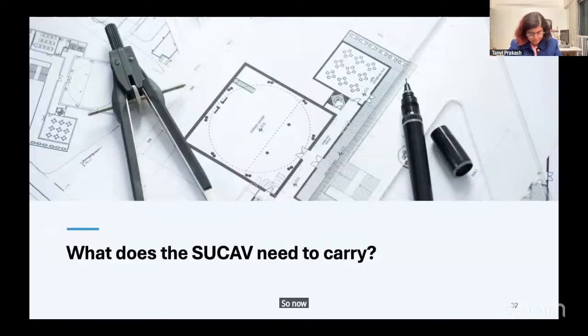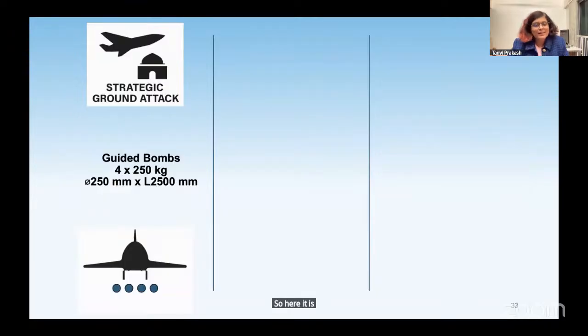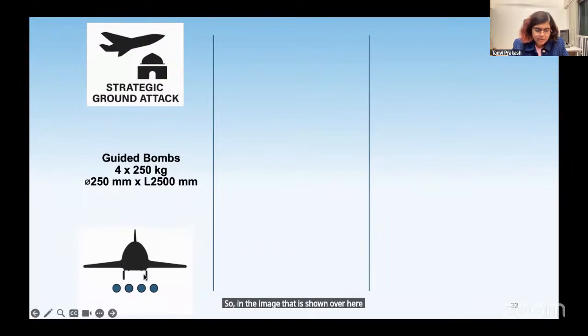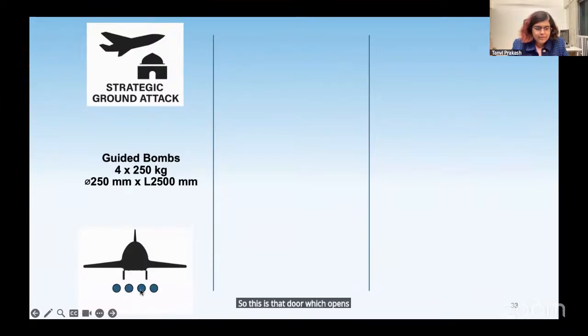So now the real question: what do we need to carry? You have all been listening very patiently to this talk to figure this out for your design requirements. So here it is. For strategic ground attack, remember the guided bombs we spoke about, the 3-meter category. These are the dimensions you need to allow for within your payload bay. In the image shown here, these are the doors of the payload bay. Remember I showed you the weapons bay opening in the video. This is that door which opens, and 4 of these are supposed to be inside.